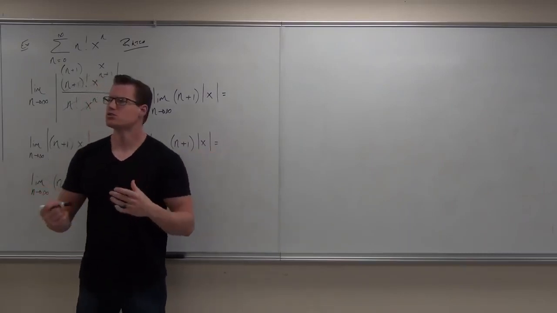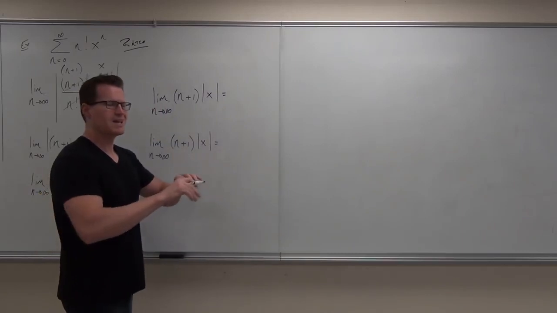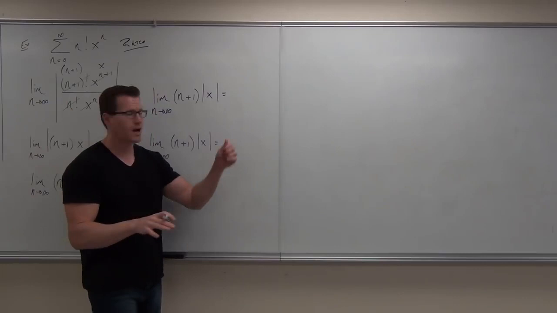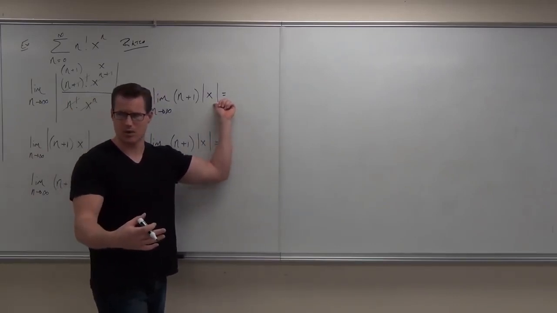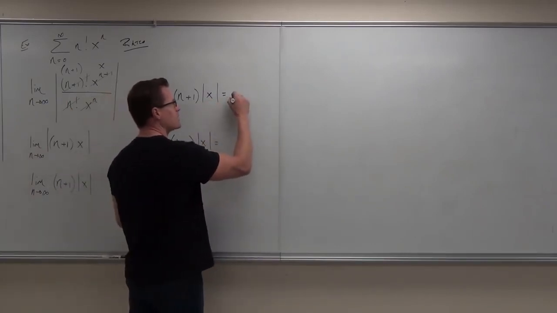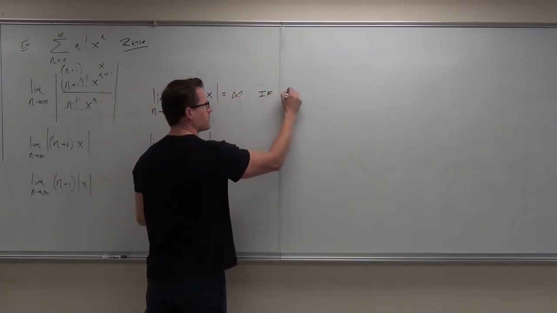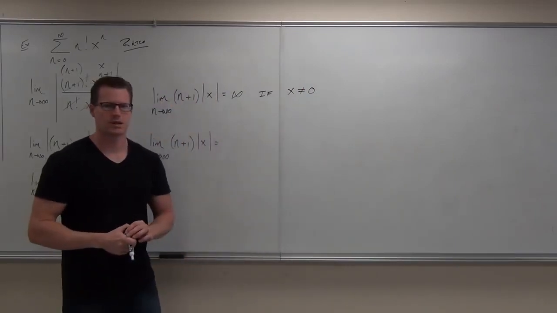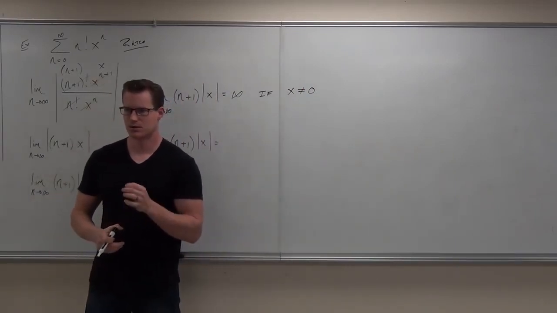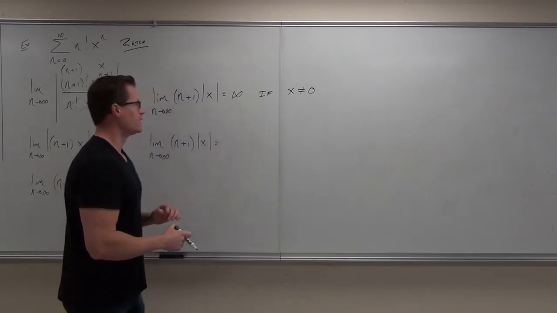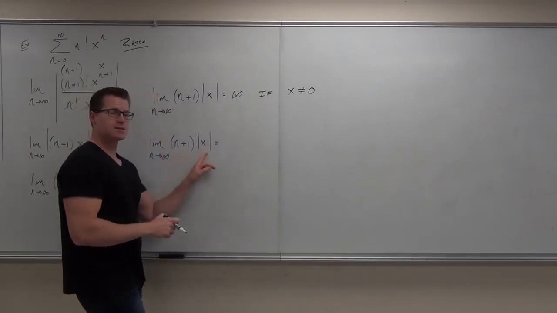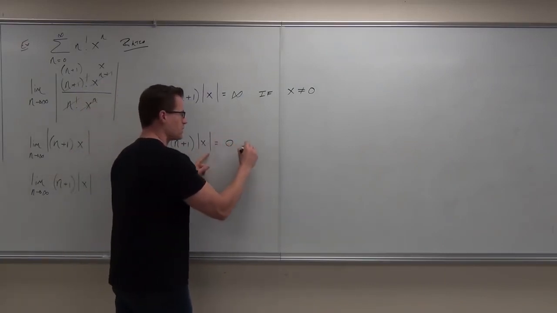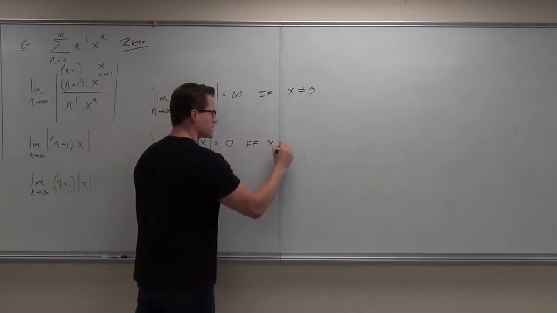So we have two situations. We have a situation where if x is any number besides 0, I take an absolute value of it, it's positive, it's some number. I multiply by infinity, and what I'm going to get is infinity if x is not 0. Does that make sense to you? Yeah. Are you sure? Yes. Okay. Now, if x is 0, I don't care what this is. How much is this going to be? 0. If x does equal 0.